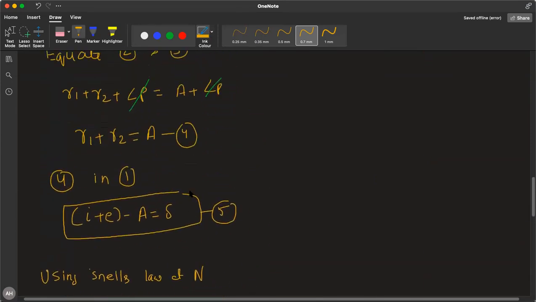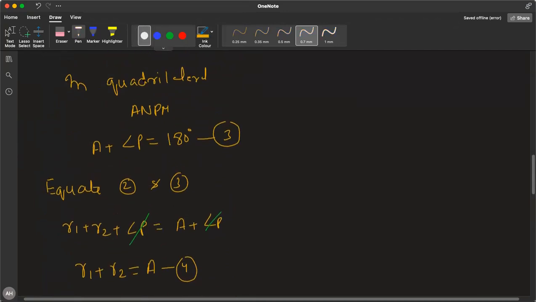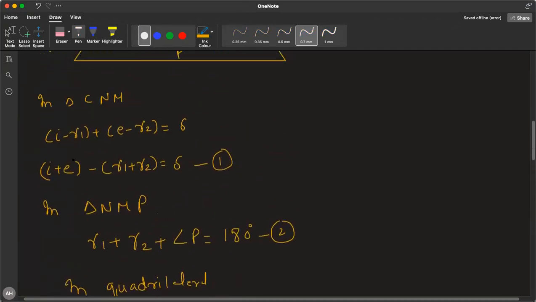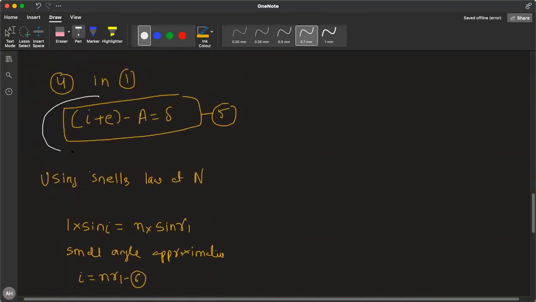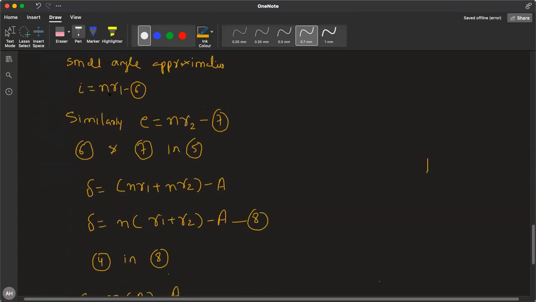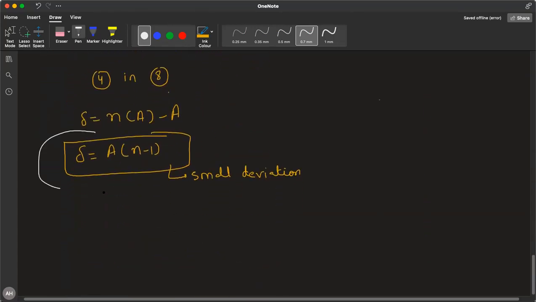So we have three relations for deviation. One is this, that deviation is I plus E minus R1 plus R2. Another is this, that deviation is I plus E minus A. And the last one is this, that deviation is A into n minus 1. These are the three relations for deviation.